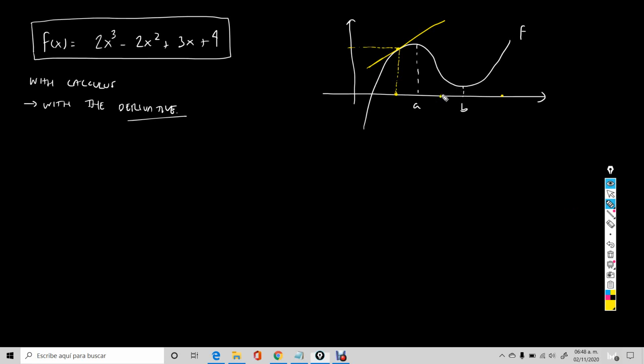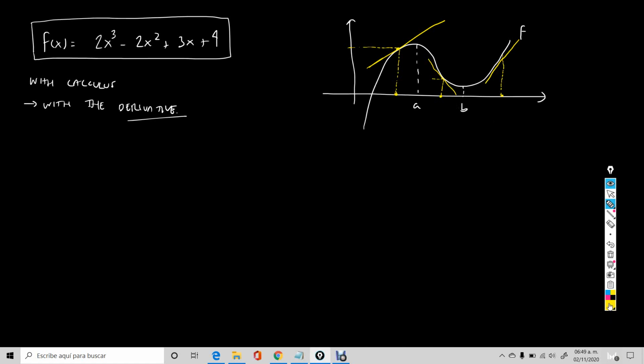Well, let's see. It's right here. And as you can see, the tangent has a negative slope, you see? And one more time, this other point belongs in an increasing interval, and the slope of the tangent is one more time positive. And that happens all the time, guys, okay?